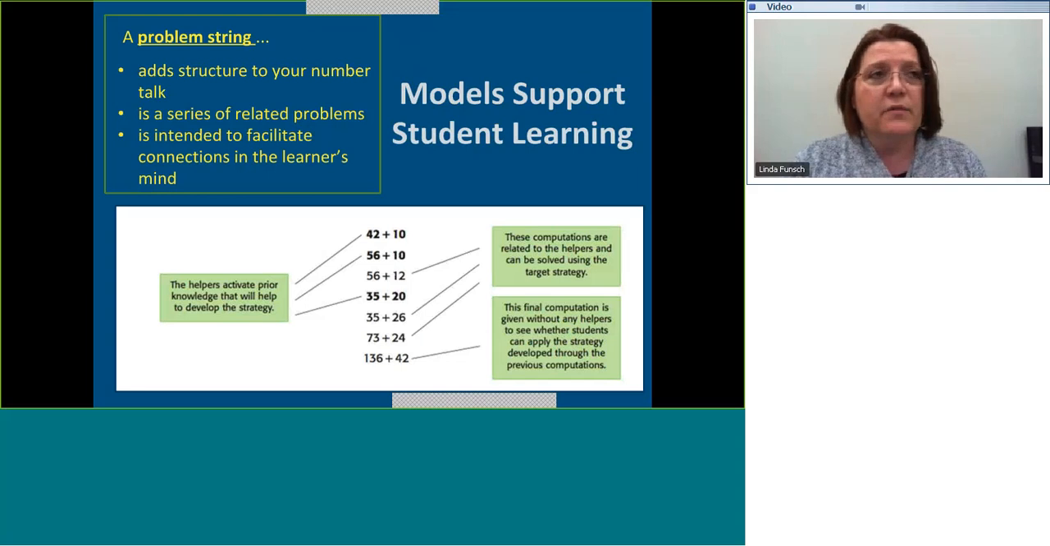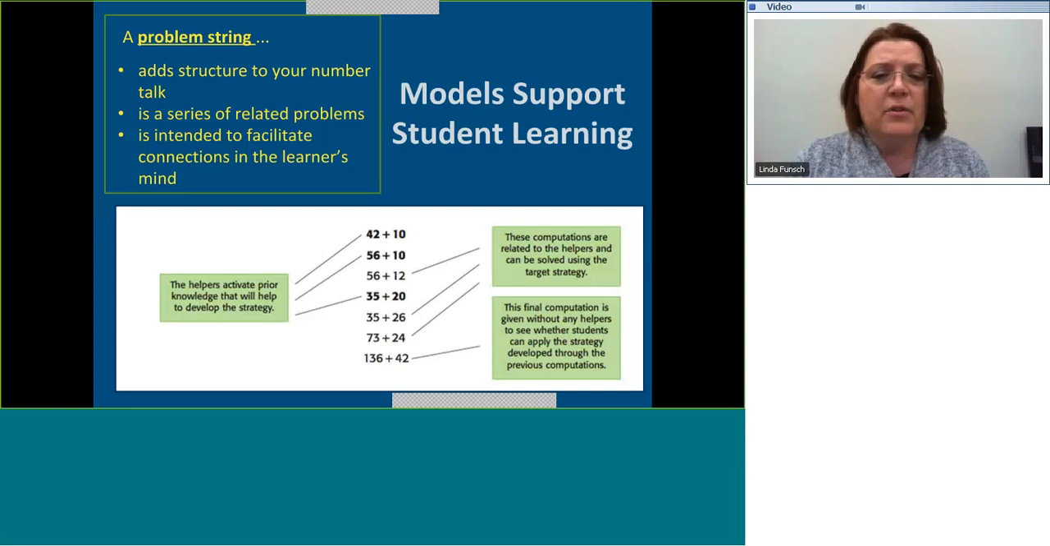It's a series of related problems. We like to call them helper problems. And it's intended to facilitate connections in the learner's mind. That's what I was saying about this whole neurological path idea. There are certain problems that lend themselves, and you can influence students to begin to think that way without coming right out and intentionally saying, here's the strategy, let me teach it to you. Because then you're doing nothing more than teaching them an algorithm that they don't have an understanding of.